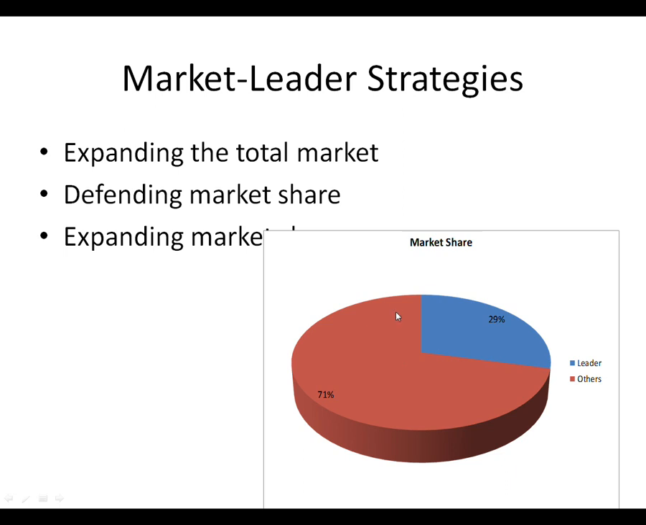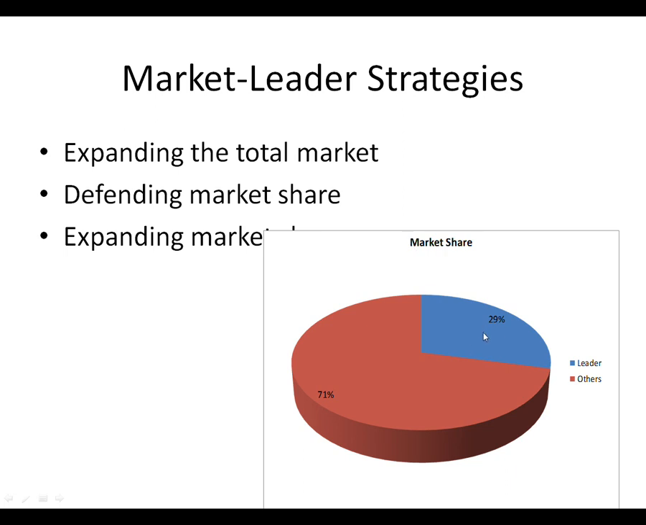So if the number of customers in this pie is 1 million, your goal is to now get it up to 1.1 million or 1.2 million. So your market share stays the same, but your revenue base goes up because there are more people comprising that 29%. Okay? Second thing you can do is defend your market share.